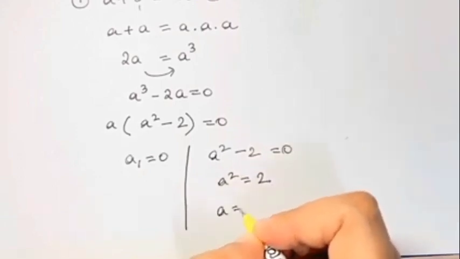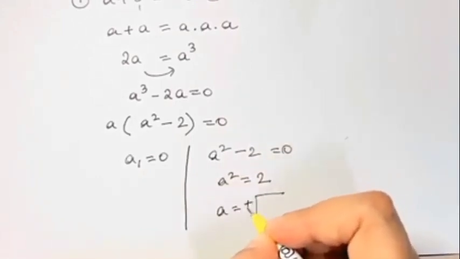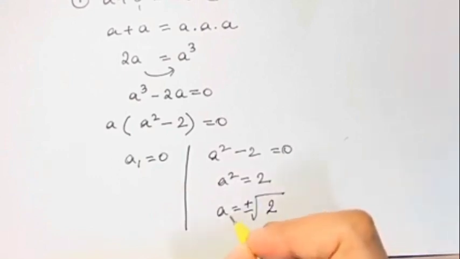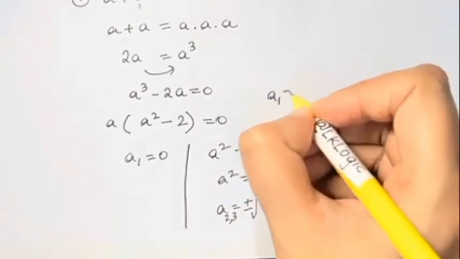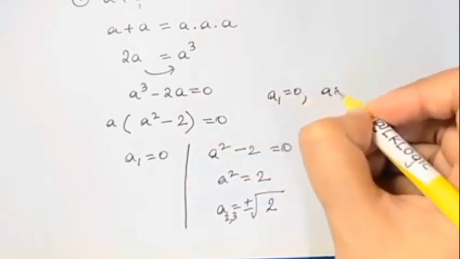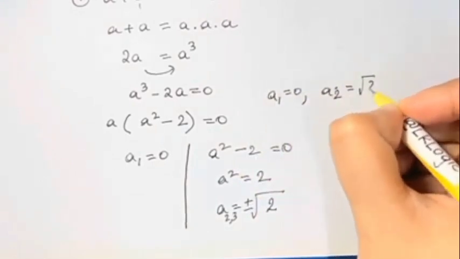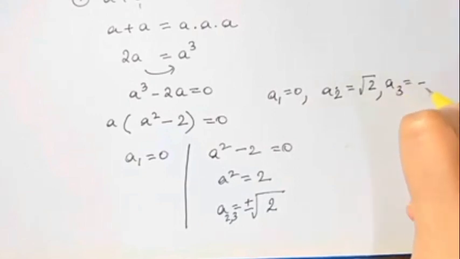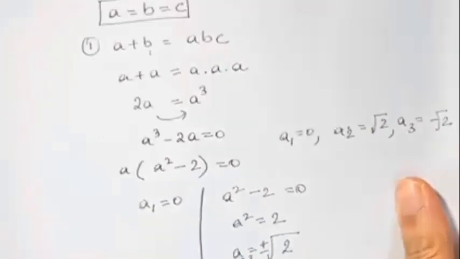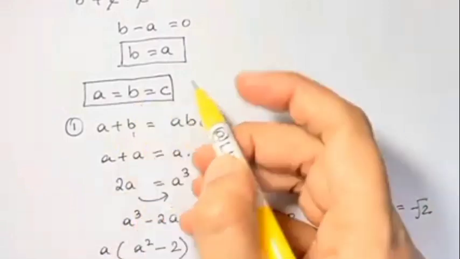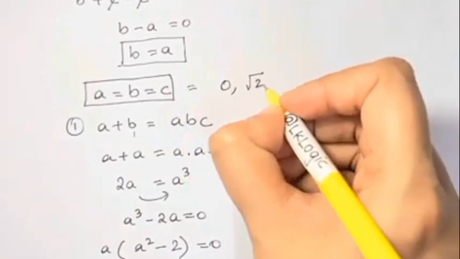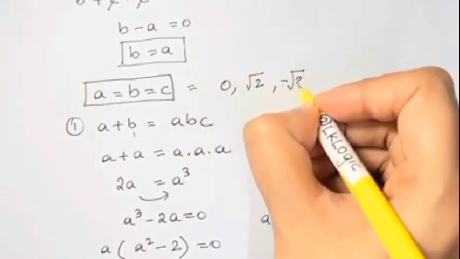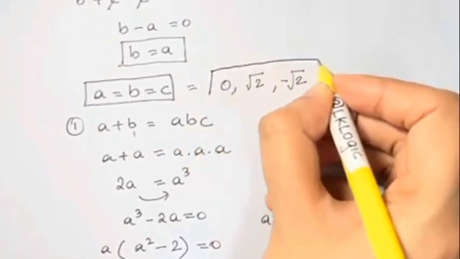So what is the value for a? It is plus or minus square root of 2. So this is the second and third value. So we have got three values for a. That is a1 is equal to 0, a2 is equal to plus root 2, and a3 is equal to negative root 2. So here, as we found that a is equal to b is equal to c, it has three values. One is 0, another is plus root 2, and another is negative root 2. Either this or this or this.